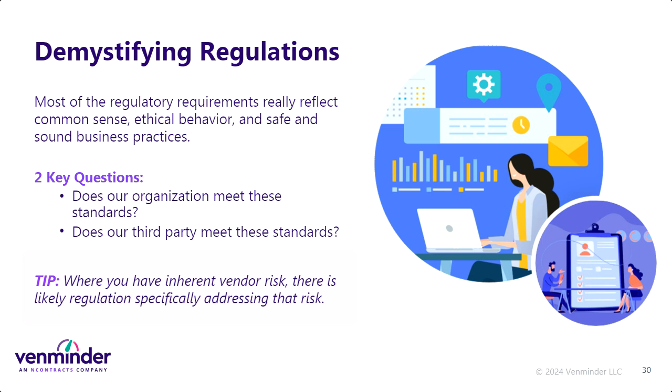And when you are considering your program or processes, it's really important to just ask two big questions. The first one is, does the organization meet these standards? Are we meeting these requirements as outlined by the regulation? And the next question is, does a third party meet these standards or requirements? Keep in mind that whenever you have a specific type of vendor risk, whether that's cybersecurity or business continuity, there's usually a regulation that's going to specifically address that type of risk.